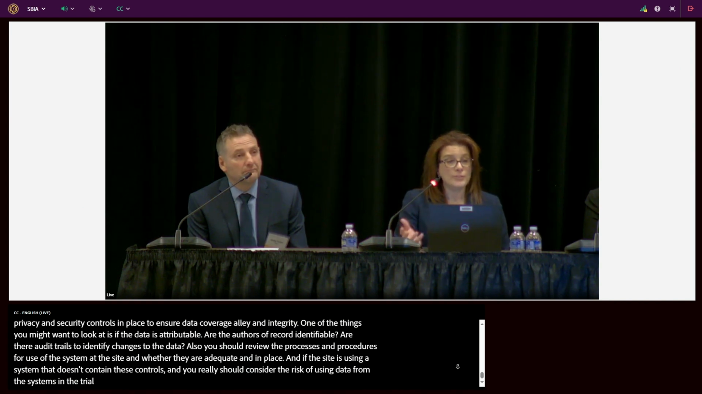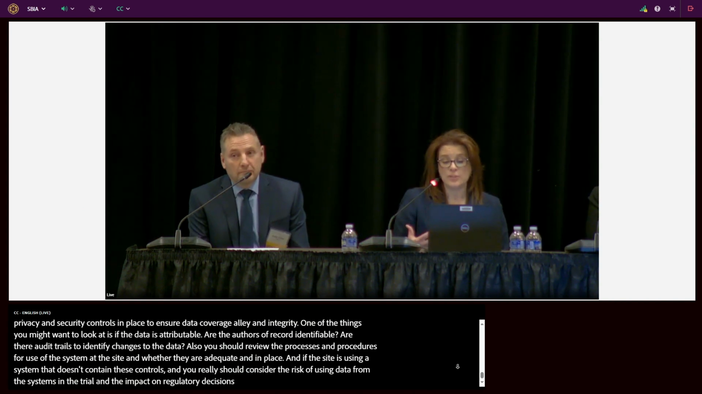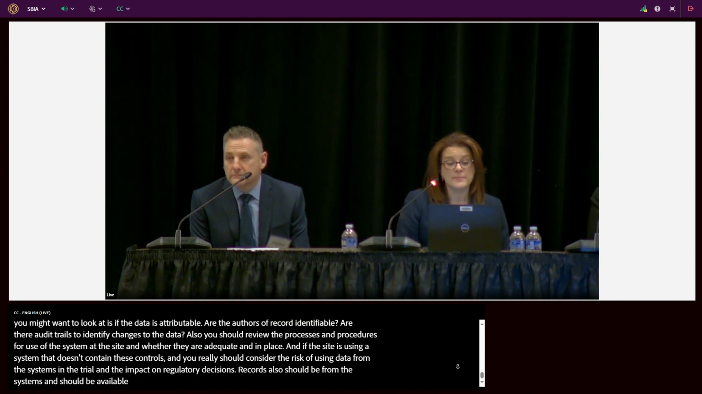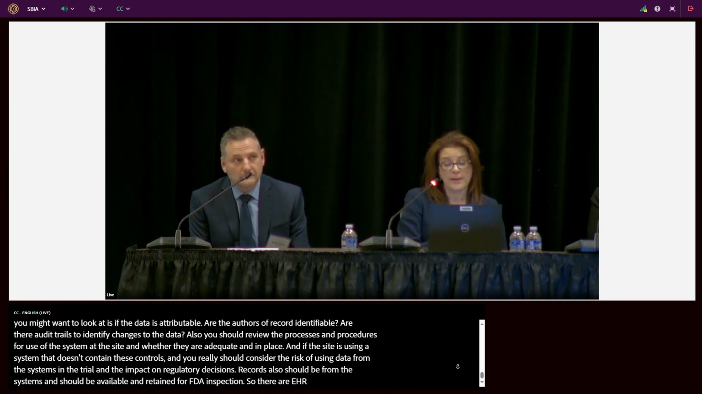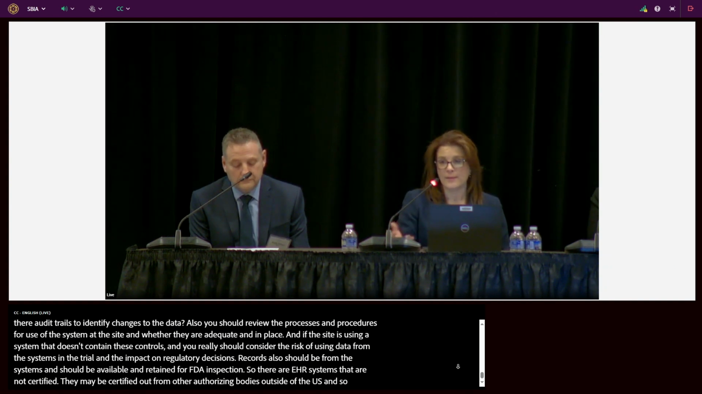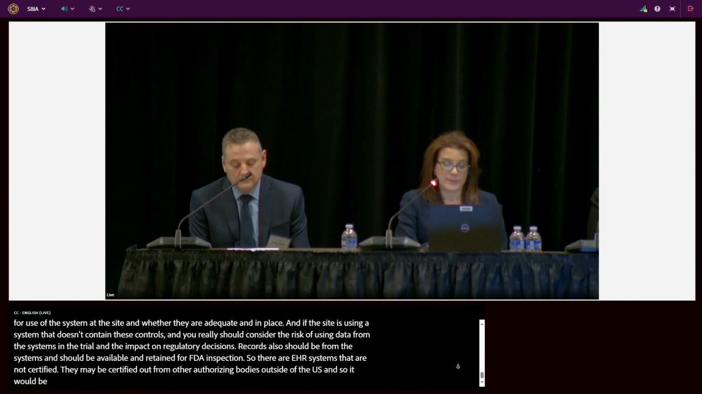Records from these systems should also be available and retained for FDA inspection. So there are EHR systems that are not certified. They may be certified by other authorizing bodies outside of the U.S. And so it could be good to collect and maintain that information, as to whether the system is fit for purpose.